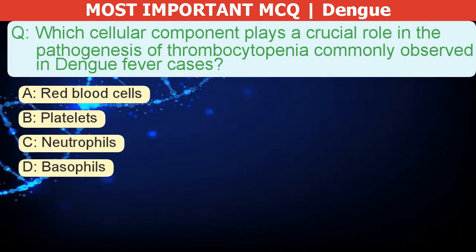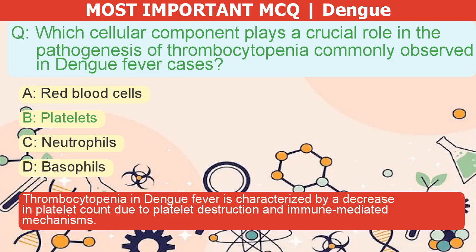Which cellular component plays a crucial role in the pathogenesis of thrombocytopenia commonly observed in dengue fever cases? A. Red blood cells. B. Platelets. C. Neutrophils. D. Basophils. The correct answer is B. Thrombocytopenia in dengue fever is characterized by a decrease in platelet count due to platelet destruction and immune-mediated mechanisms.